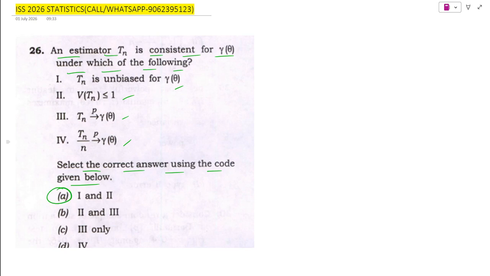Option number A says statement number 1 and 3. B says statement number 2 and 3. C says statement number 3 only. And D says statement number 4. Okay.